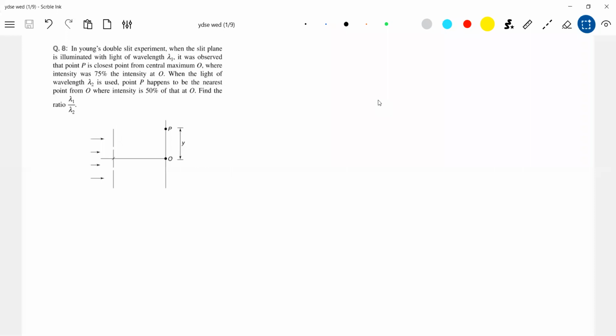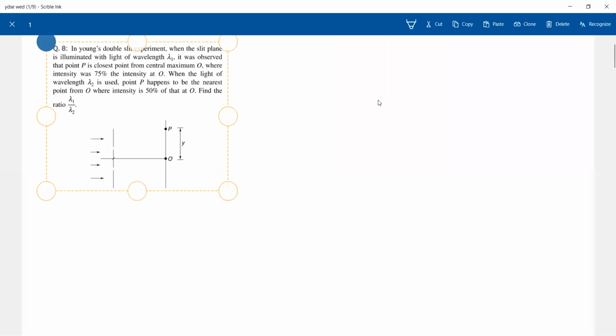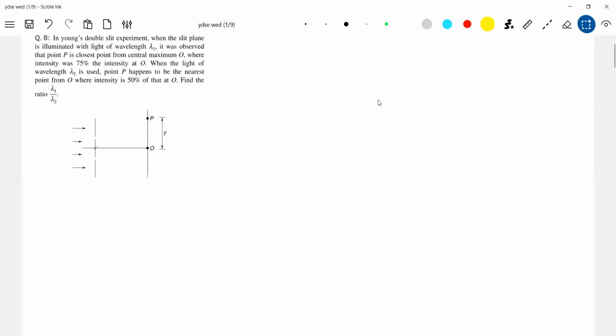Intensity at O. So what is the basic formula we can apply now? If you see this, first let me call that point P1. Intensity at P1 should be equal to I max into cos square phi by 2. This should be equal to how much it is.